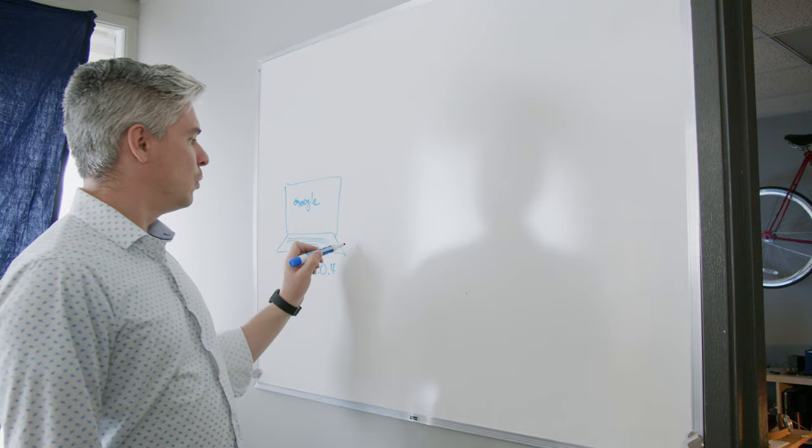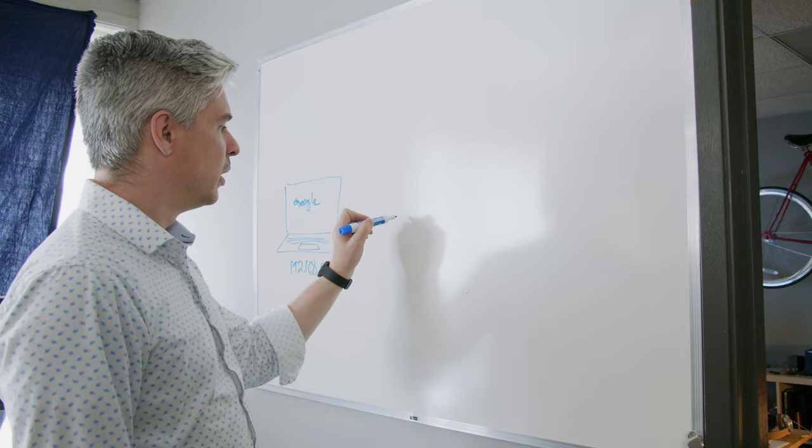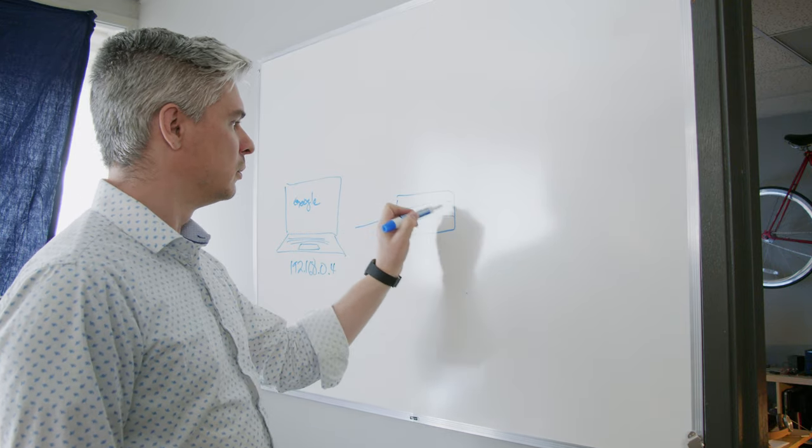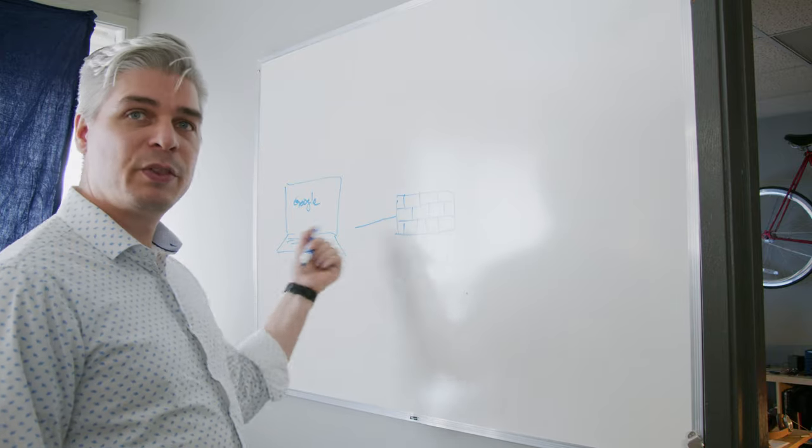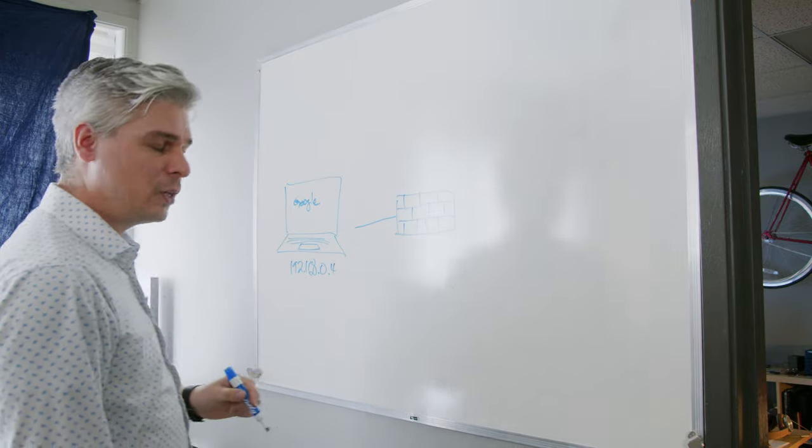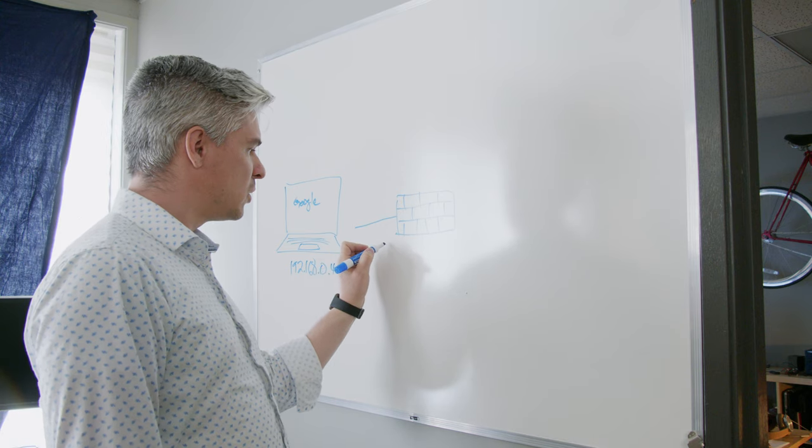And your computer has to talk to your firewall or router. That's your firewall. That's what keeps everything nice and safe and secure inside your network. And your router has an IP address on the network.